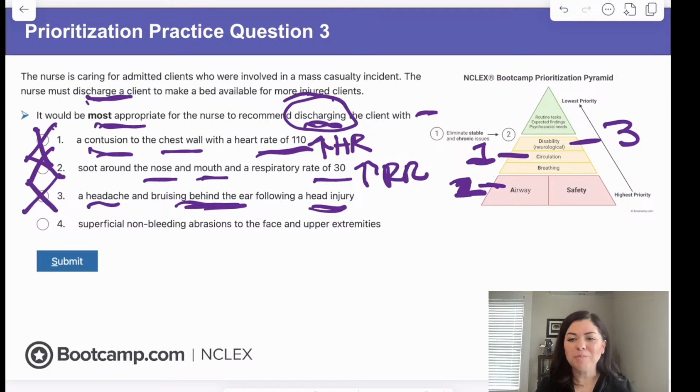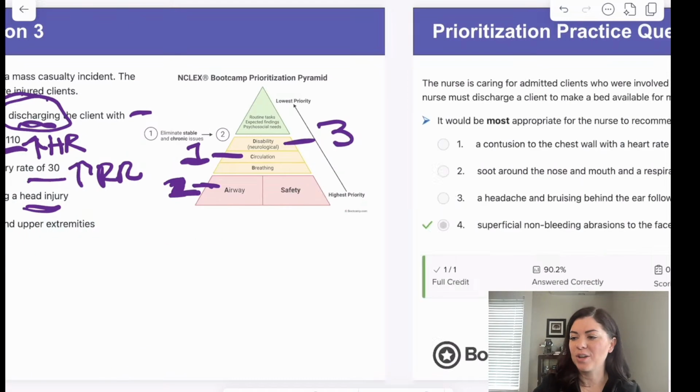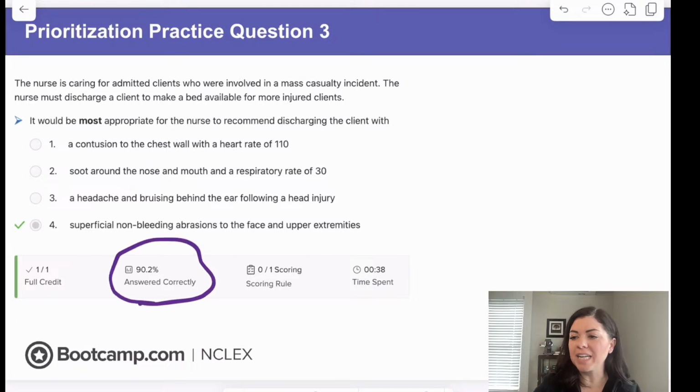Okay, so option 4. We have a client that has non-bleeding abrasions to the face and upper extremities. So maybe they need some Neosporin and some wound care, but they can go out the door, huh? They are stable. So once again, I know that one was a little bit easier, but please remember those findings that we discussed in options 1 through 3, because they are, once again, very high yield, emergent findings that if you see, you're going to want to attend to that client very quickly.